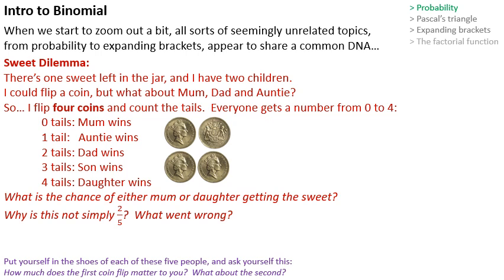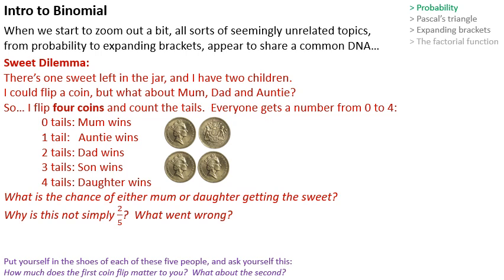A good way to think about this is to imagine you are one of these 5 people and you're waiting for the coin flips to be revealed. And they're going to be revealed one by one. So the first coin is thrown and we look at whether it's heads or tails. Think about whether or not you care. If you're mum or if you're the daughter, then it matters absolutely, because if it comes up tails, then mum immediately has no chance of winning. And on the flip side, if it comes up heads, the daughter immediately has no chance of winning.